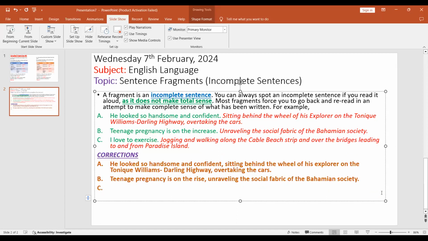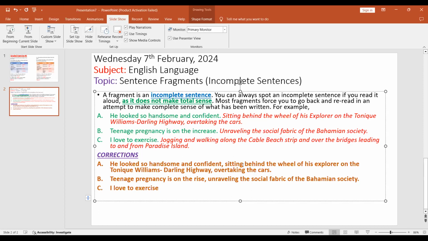And then C: I love to exercise, jogging and walking along the Cable Beach strip and over the bridges leading to and from Paradise Island. How can I correct this one? What can I say?